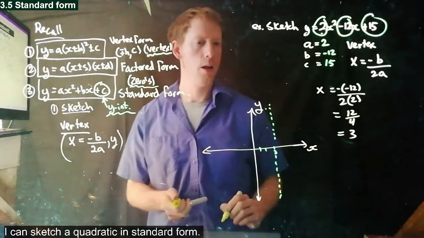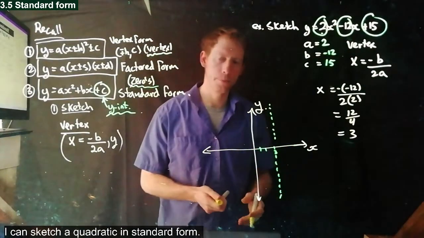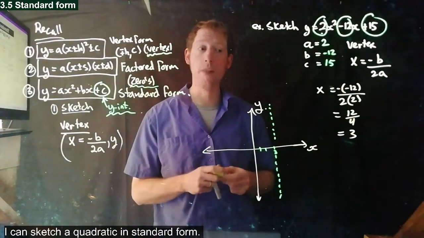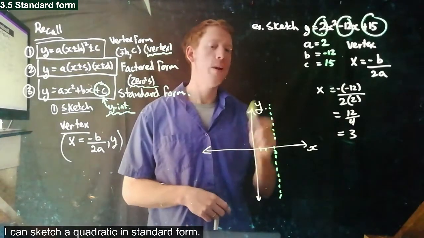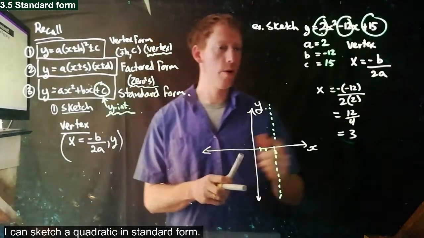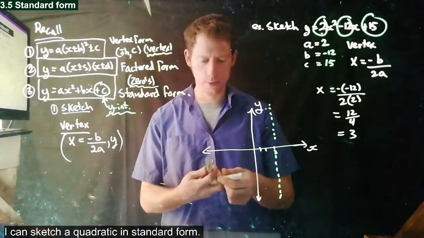Draw the line of symmetry. That's the line of symmetry, okay? That's where the vertex will be, on that line somewhere. We need to find out where the vertex is, so we're going to substitute this into our equation and find this out.